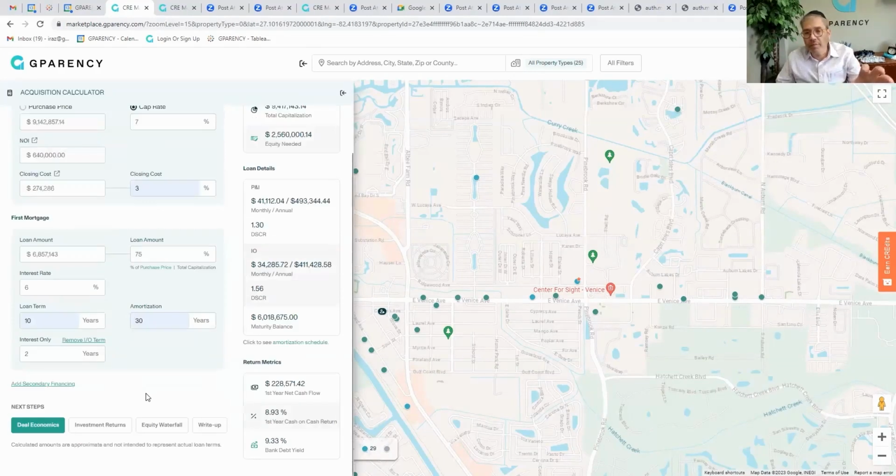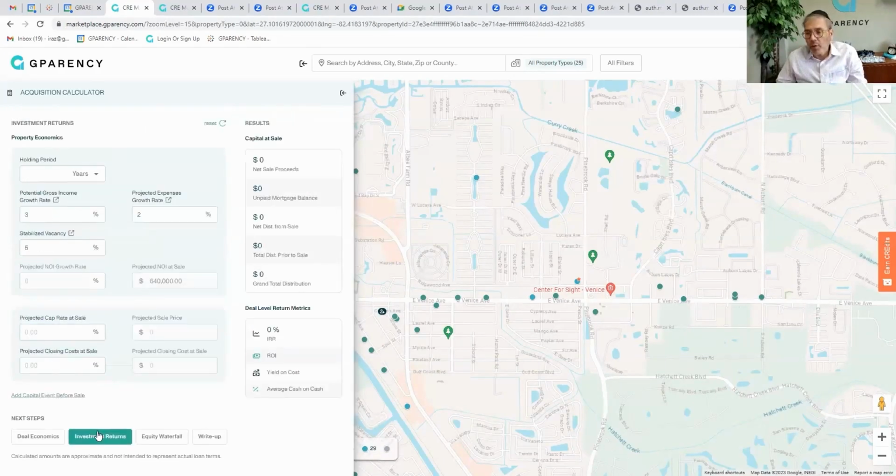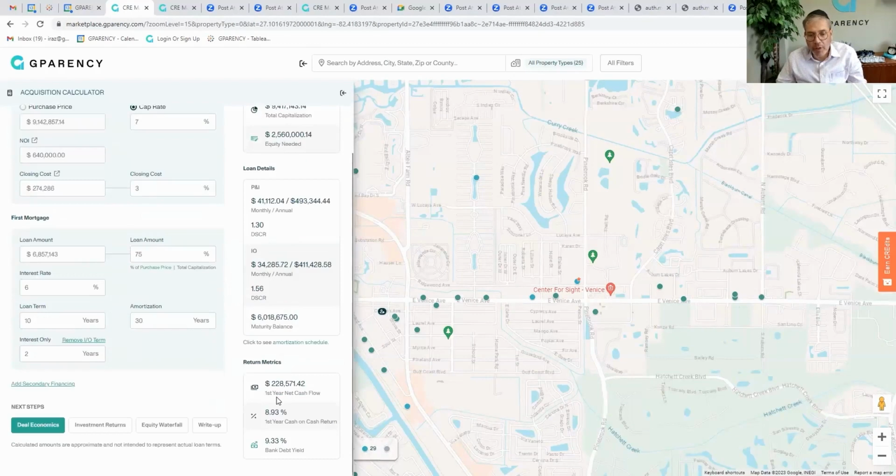Okay, that's on the deal. Now, I want to see my returns longer term. So let's go back to the first page. At the bottom, it shows you the first year net cash flow. What does the cash on cash return work out to? 8.9% first year. And the bank debt yield. The bank debt yield is based on the NOI in relation to the loan they're giving. What's the debt yield? Banks have different criteria and buffers, a max debt yield they're willing to lend you.